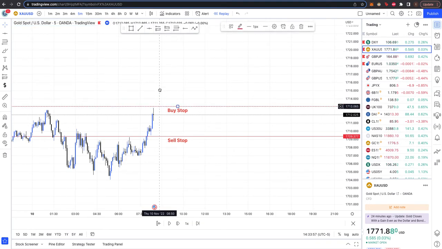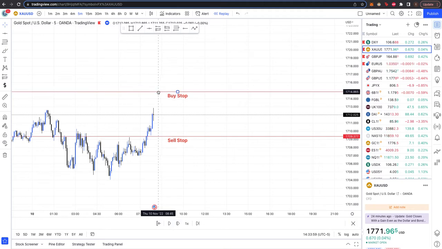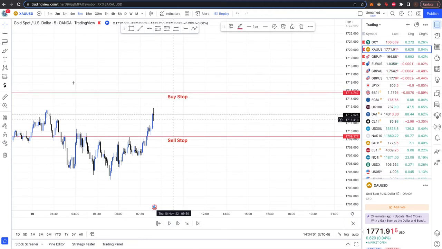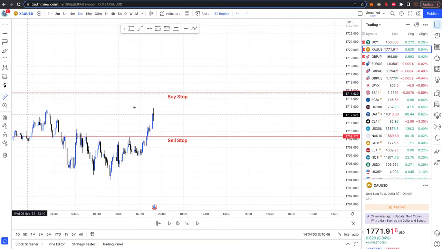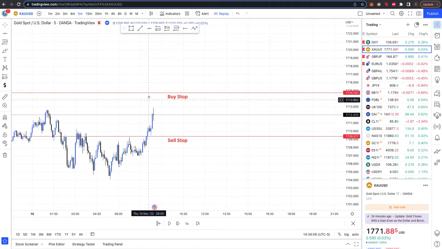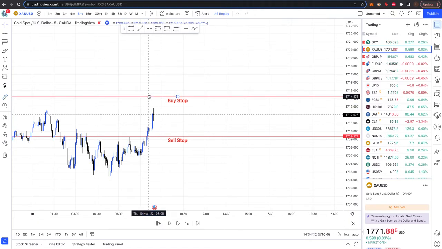So you want to have it a little bit away, right? Maybe 5-10 pips away from where price is, maybe even more. So in this instance, price is here. This is 25 pips, so maybe around 20 pips, right? So we can bring this a little bit closer.